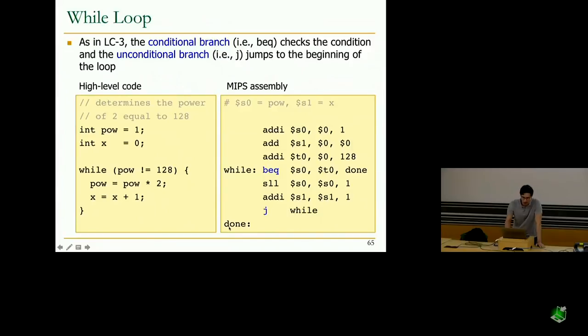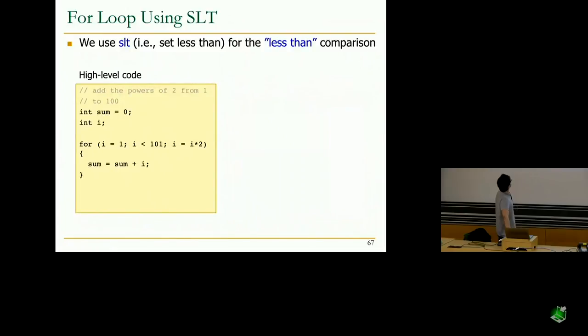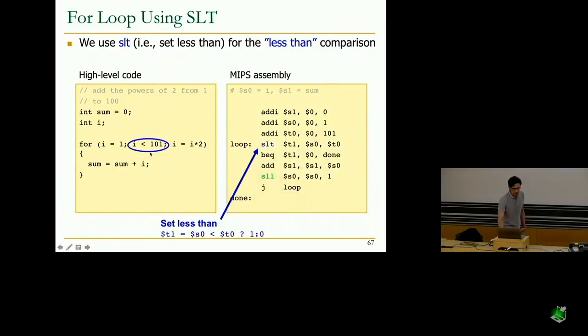And something very similar for the for loop. And actually, if you compare both codes, you will see that they are implemented exactly in the same way in these two particular examples. It is slightly different when we have to check in the for loop a less than comparison, like this one that we have here. In this case, we need to use this set less than instruction.